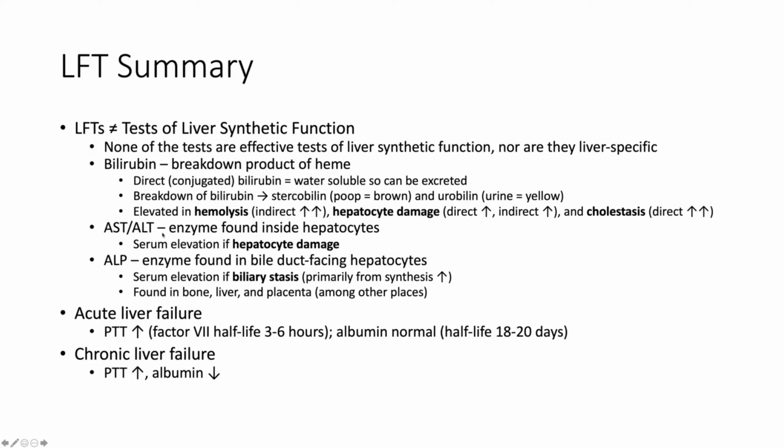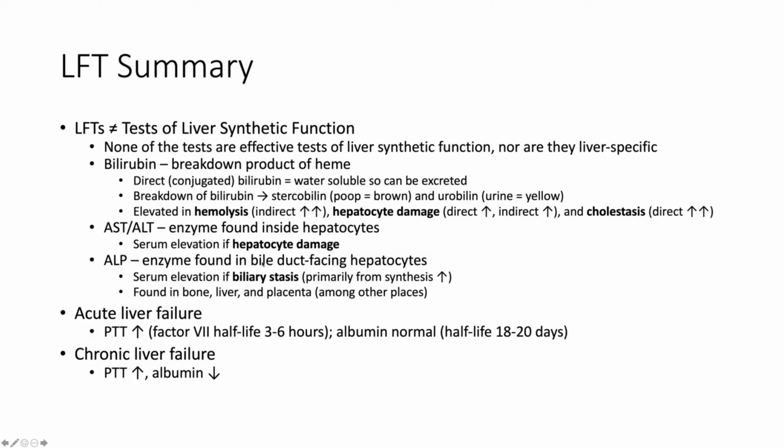So AST and ALT are enzymes that are found within hepatocytes. And so if they're elevated, it indicates that the hepatocytes that contained the AST and ALT were damaged. So normally you shouldn't see very much in your serum. If the hepatocyte bubble or balloon is popped, then the contents of that balloon, in this case AST and ALT, are going to spill into the serum.